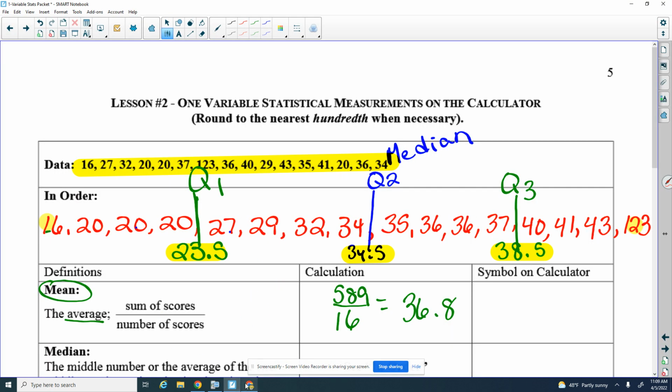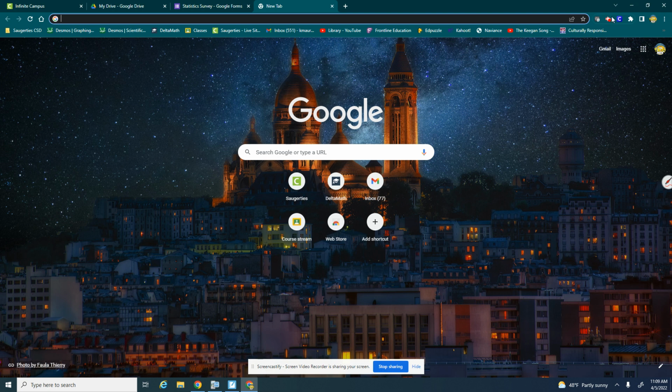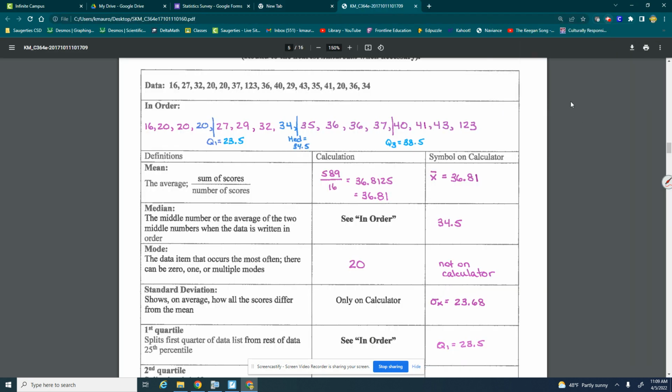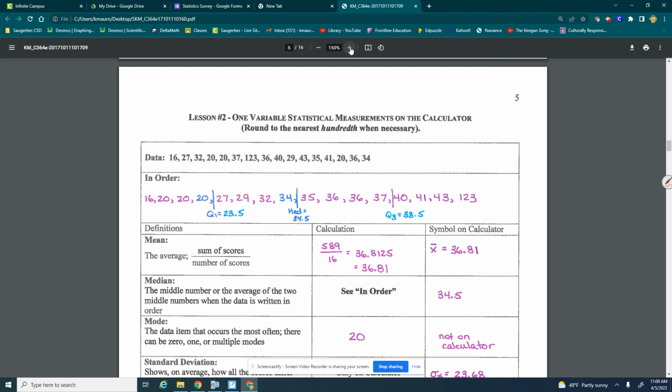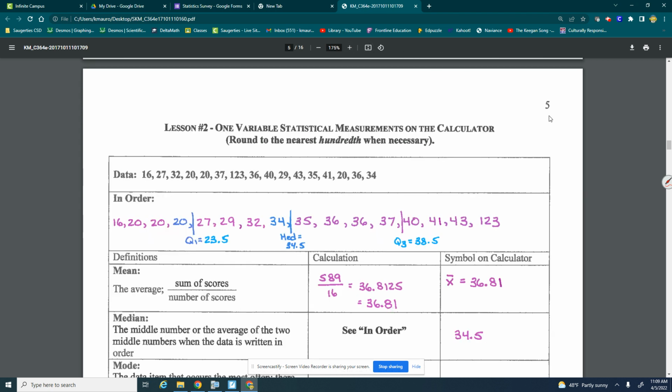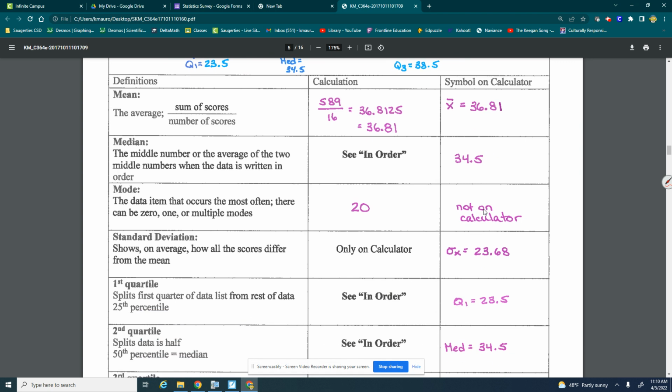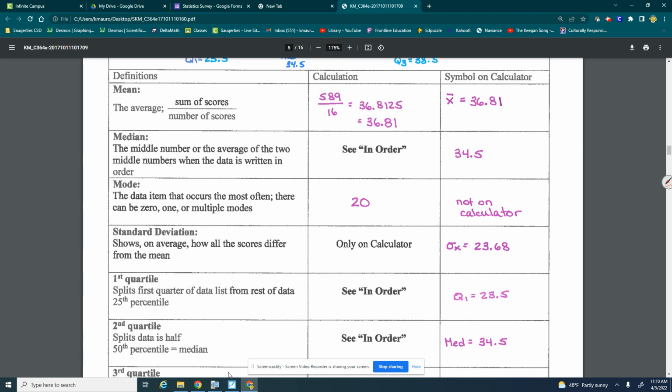So I'm going to pause my video for a sec and put up the key so you can take a look. Okay, so this is much neater. This is my key on paper, not on the board. So we have our information. Here's our symbol. X with a bar means mean or average. We found the median. The one thing the calculator doesn't do is it doesn't find the mode for you.